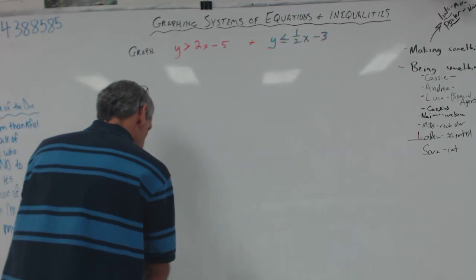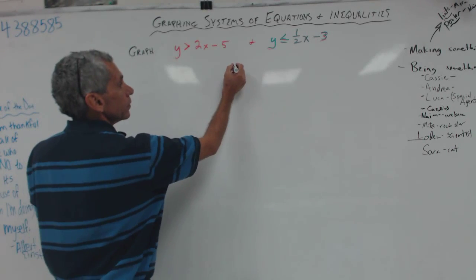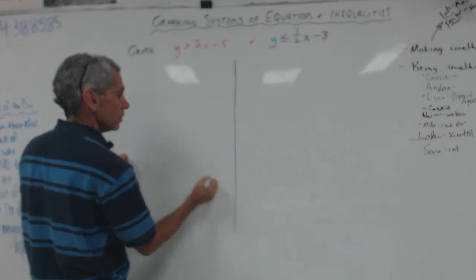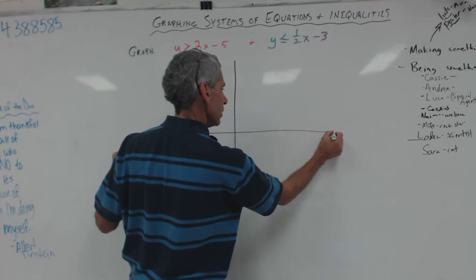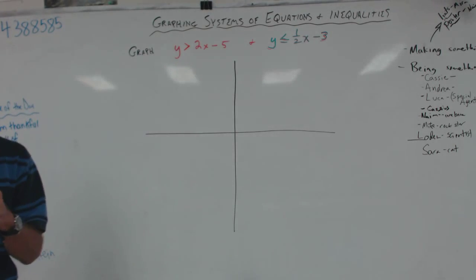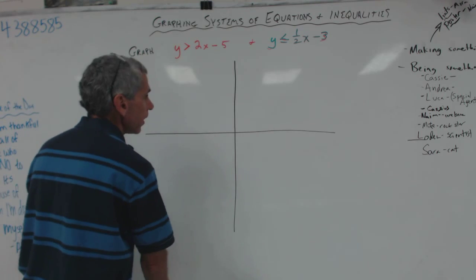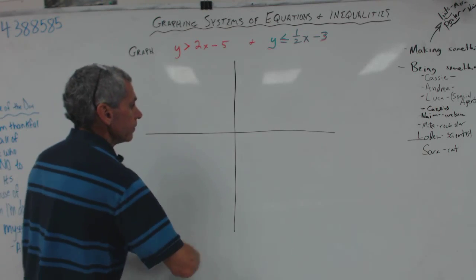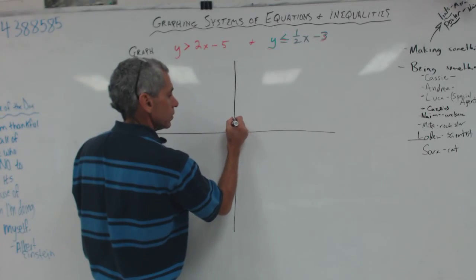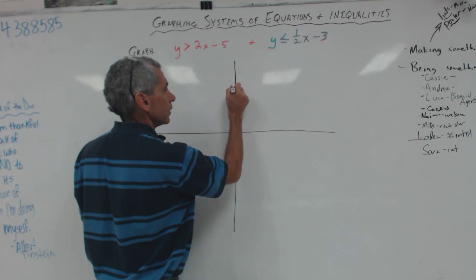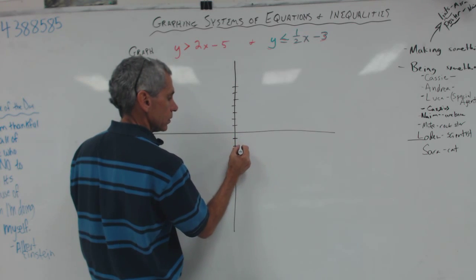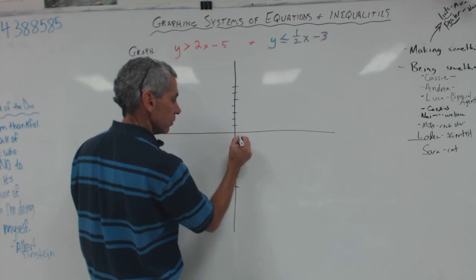Okay, so here's my graph. Did you guys do these last year? Systems of inequalities? It's just a matter of using 2 different colors, right? So 1, 2, 3, 4, 5, 6, 7. We'll just get a few lines here so that we can do this kind of quickly.